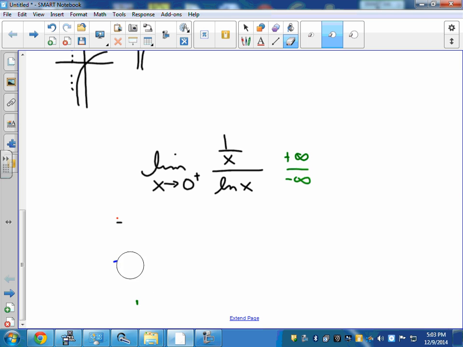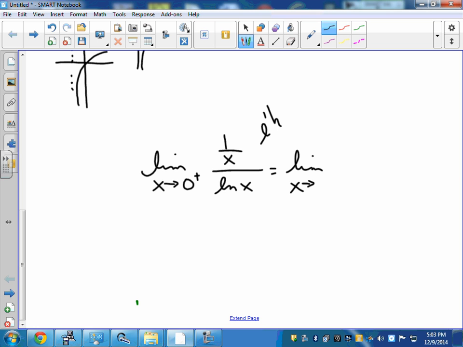So we're going to do L'Hopital's rule here, and we're going to write equals L'Hopital here. So now we still have the limit, we still have x going towards 0 from the right, and we take a couple of derivatives.